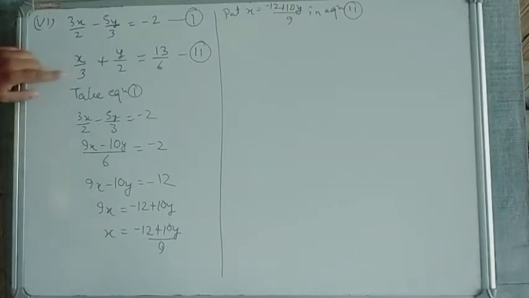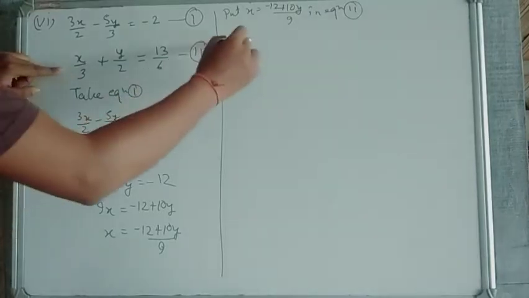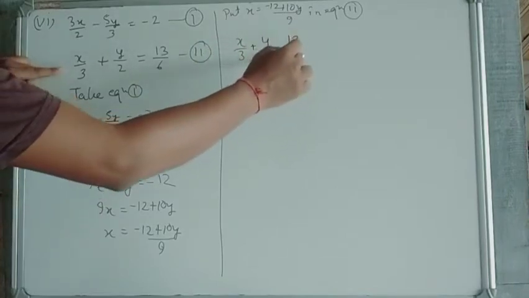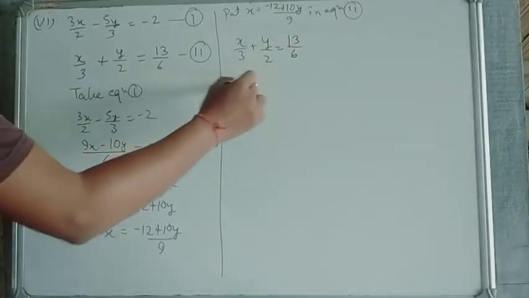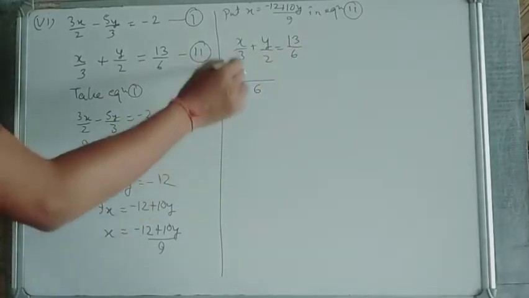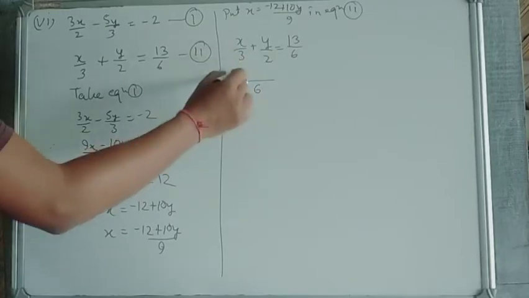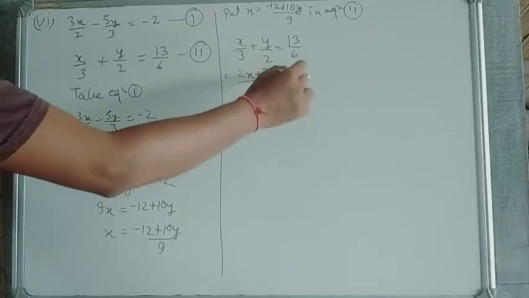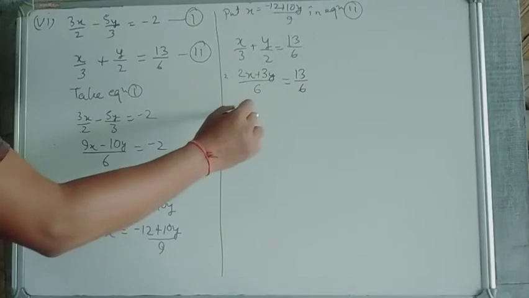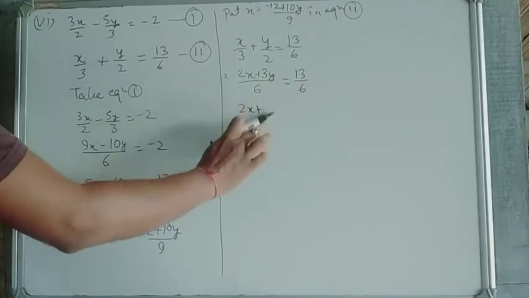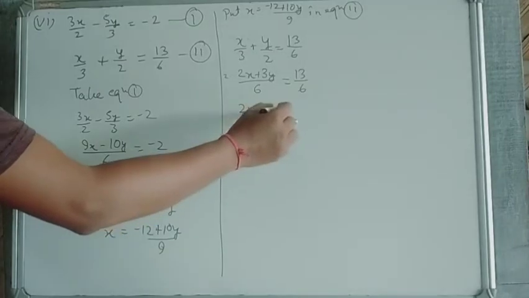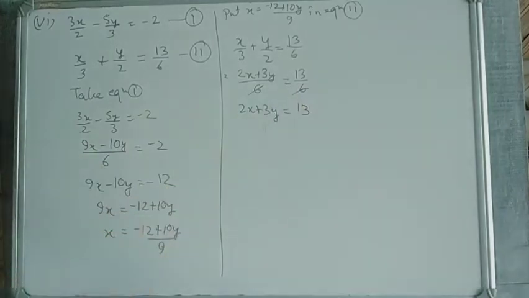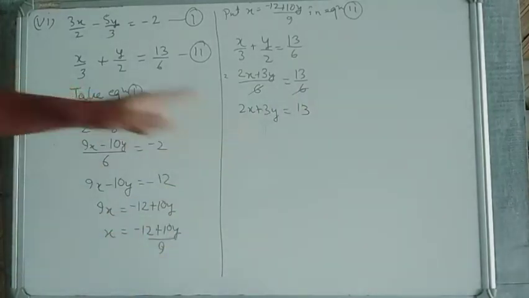Now first we will simplify this one. So x by 3 plus y by 2 equal to 13 by 6, that is what is given. Now we will simplify 3 and 2, 6 will be their LCM. Then 2 threes are 6, 2 into x is 2x, 3 twos are 6, 3 into y is 3y, equal to 13 by 6. 2x plus 3y is equal to 13, as the 6 and 6 cancel. So this is the simplified form of this equation.